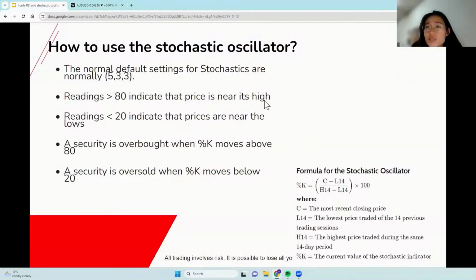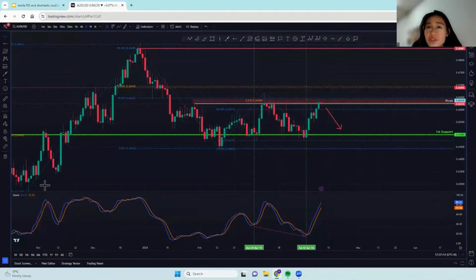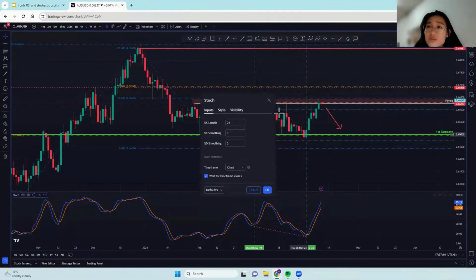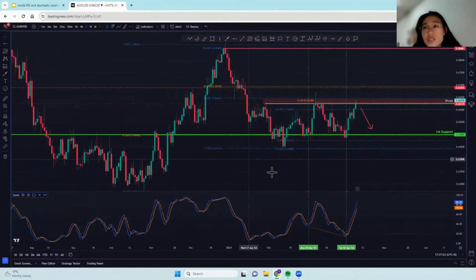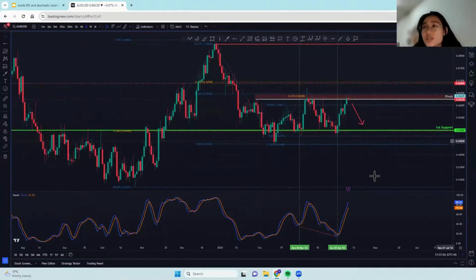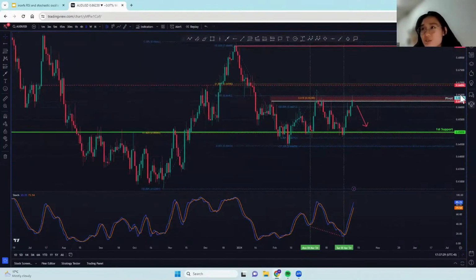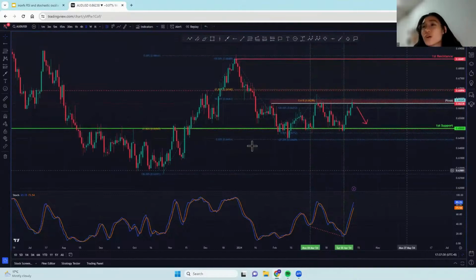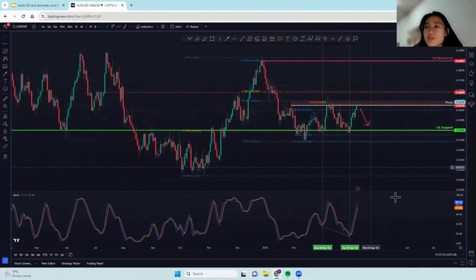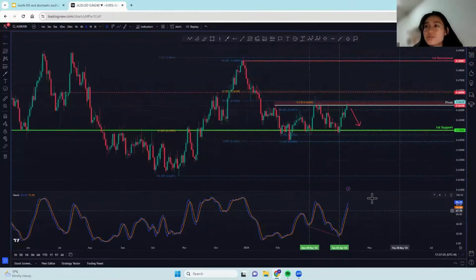Even though the default settings are normally 5, 3, 3, you can adjust it according to the time frame that you're using and according to what works best for your chart and your trading strategy. Nothing is ever set in stone. It's really dependent on what charts you're using. So feel free to adjust it accordingly.